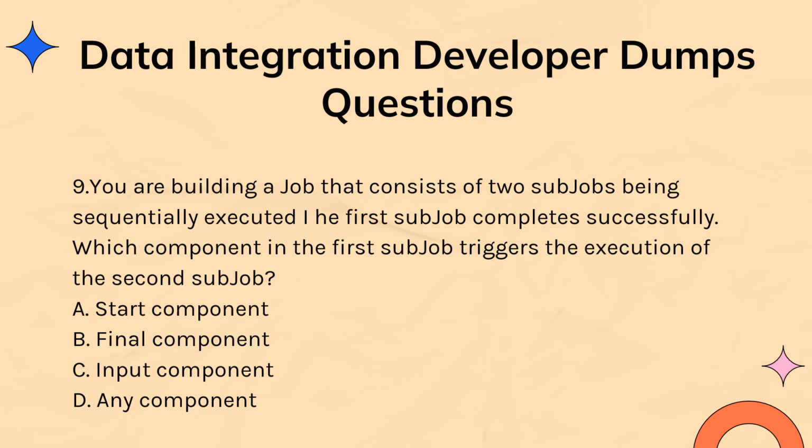9. You are building a job that consists of two sub-jobs being sequentially executed, i.e. the second runs after the first sub-job completes successfully. Which component in the first sub-job triggers the execution of the second sub-job? A. Start component. B. Final component. C. Input component. D. Any component.